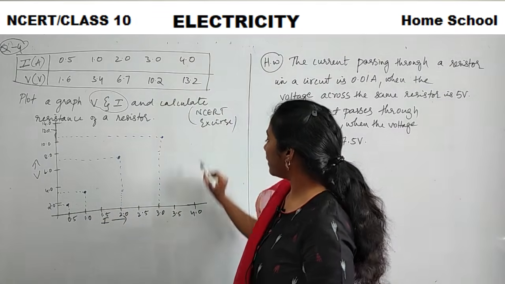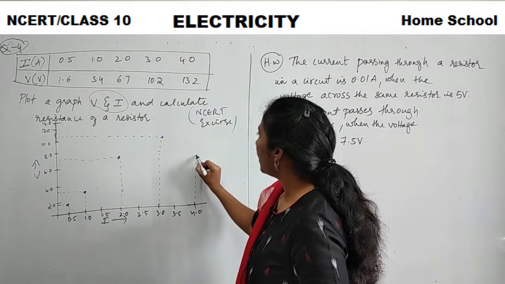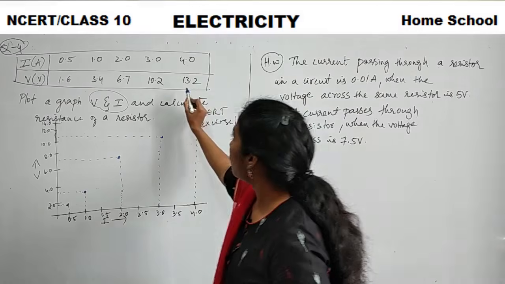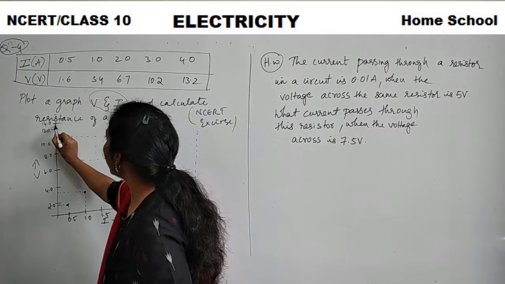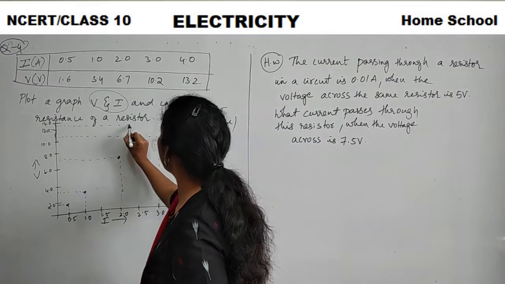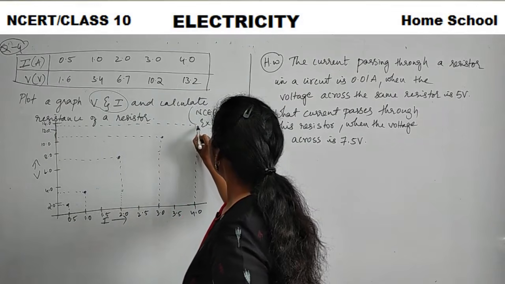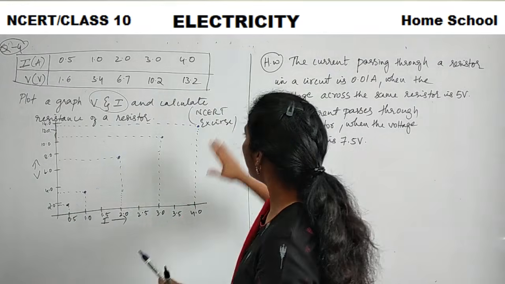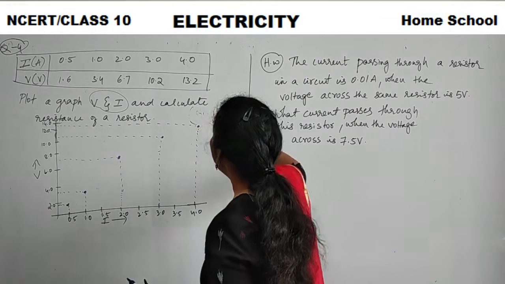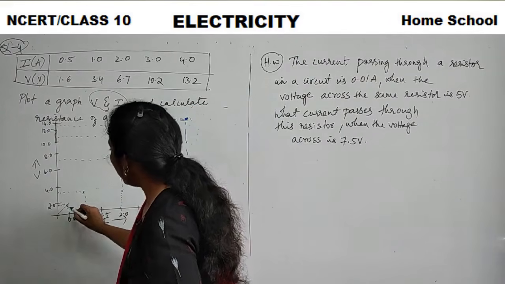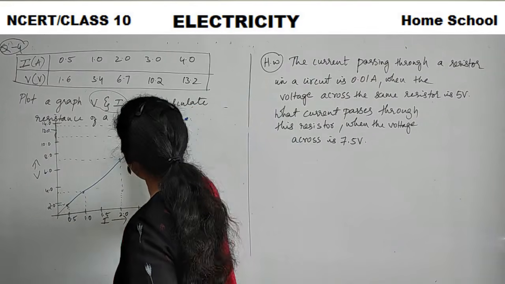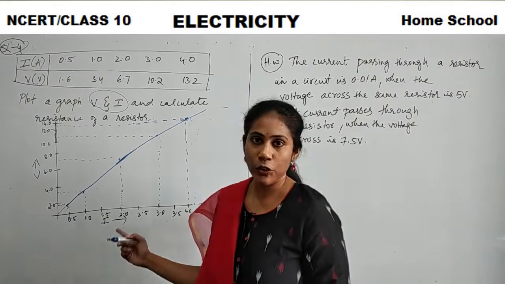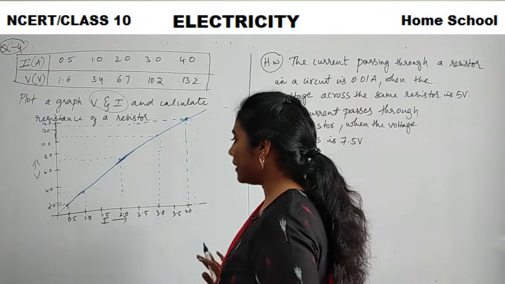Now the fifth point, when the I is 4, and what is our V value? 13.2, right? So somewhere here we get the fifth point, right? And now join all the points. In all the points you would get a straight line, right? This is how you have to plot a graph. So now plotting a graph is over.